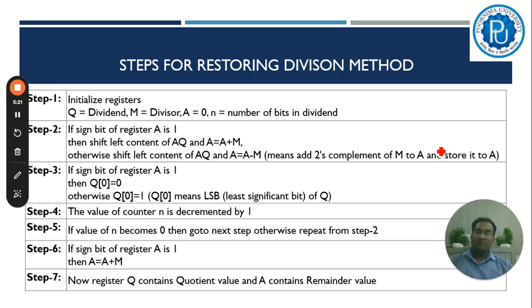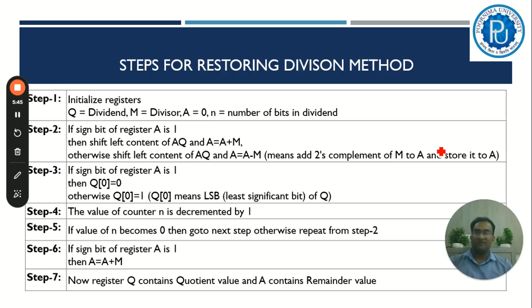Otherwise, if the accumulator has a sign bit equal to 0, then we will shift left the content of A and Q. For this condition, we will perform the subtraction, that is A = A - M, which means we have to add the 2's complement of M to A and store it in A there. Now, step number 3 will be if the sign bit of A is 1.